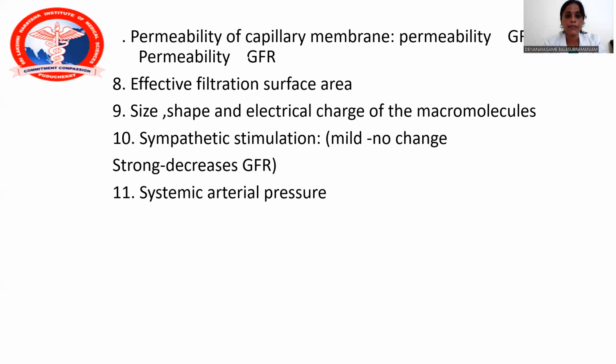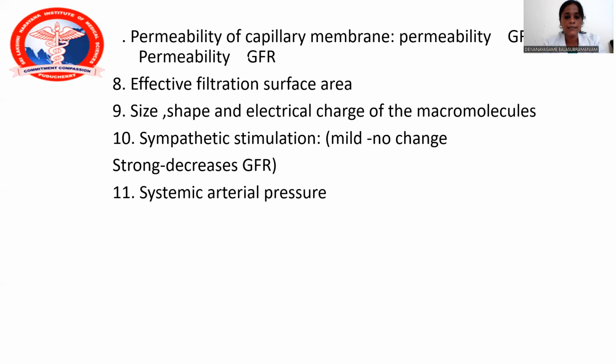And next one is the effective filtration surface area. When the effective filtration surface area increases, GFR increases. And if it is decreased, the GFR decreases. So it is also directly proportional. And next one is the size, shape, and electrical charge of the macromolecule. So the GFR also depends on the size of the molecules, shape of the molecules, and electrical charge of the molecules. So size increases, GFR decreases; size decreases, GFR increases. Shape also follows similarly.